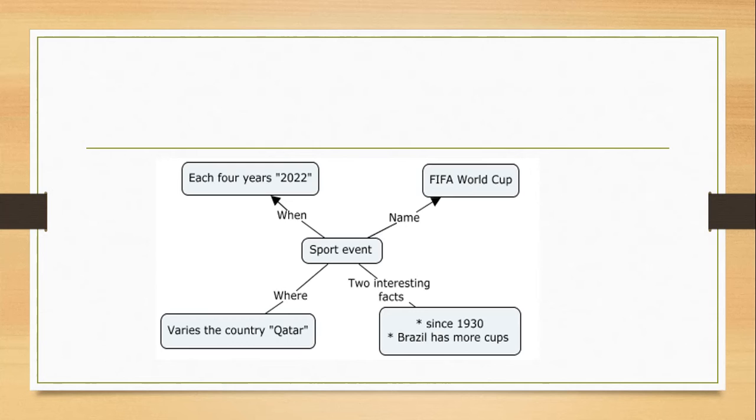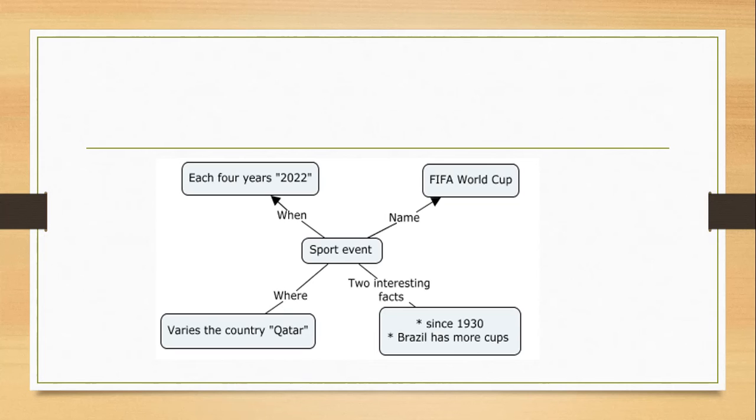And as you can see here, we're going to talk about the FIFA World Cup, where we have the time that it is developed, each 4 years, and 2022 is going to be the next one. And also the country varies, but in this case the next one is in Qatar. And the 2 interesting facts could be that it has been developed since 1930, and Brazil has more cups. Okay.